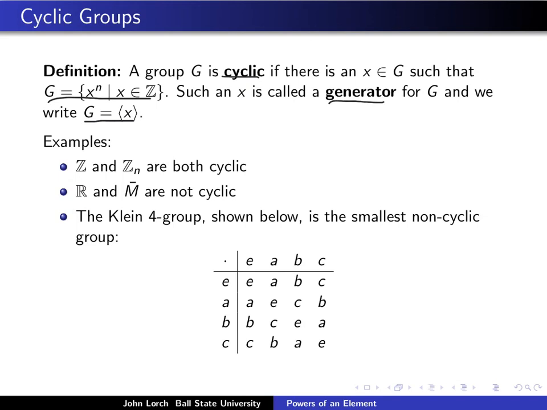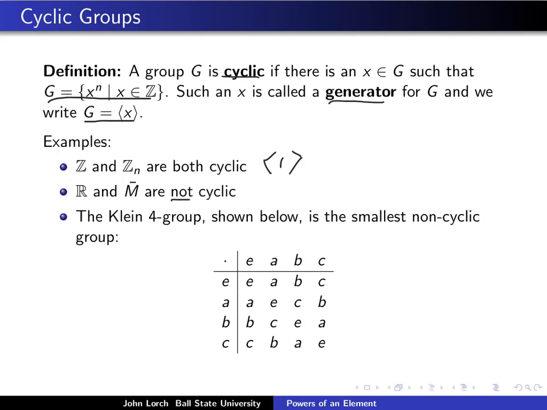Okay, some examples of cyclic groups. Both the integers under addition and the modular integers under addition are cyclic. And in fact, each of them is generated by 1. Two familiar groups that are not cyclic are the real numbers under addition, and also the collection of 2 by 2 invertible matrices under matrix multiplication. Those groups are not cyclic.